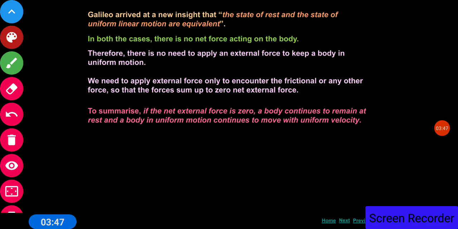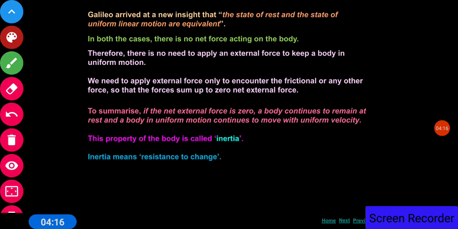To summarize, if the net external force is 0, a body continues to remain at rest, and a body in uniform motion continues to move with uniform velocity. This was the conclusion made by Galileo on the basis of his experiments. This property of the body is called inertia. Inertia means resistance to change.